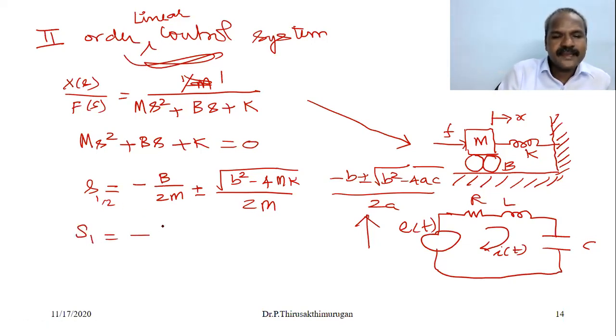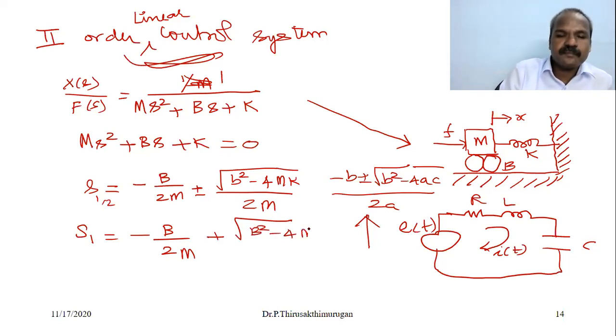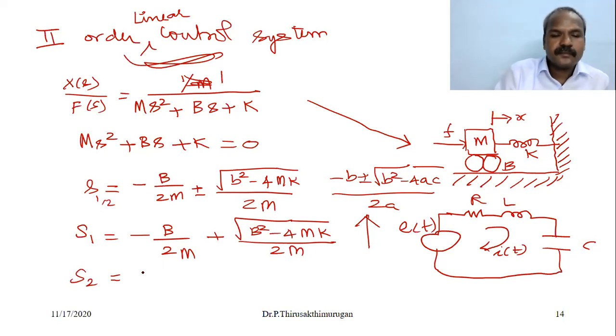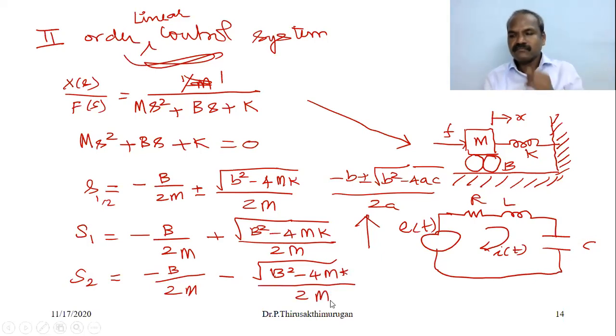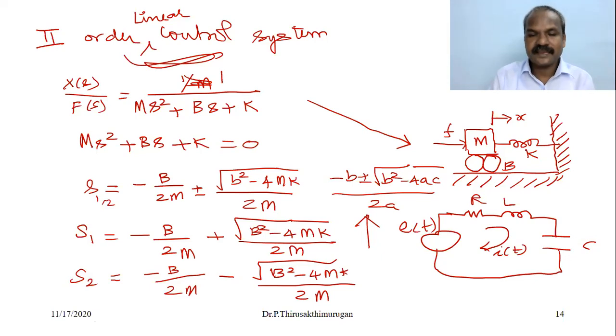One pole is s1 equal to minus b by 2m plus square root of b square minus 4mk by 2m. Another one is s2 equal to minus b by 2m minus square root of b square minus 4mk divided by 2m. Okay, so we obtained the two roots. From the two roots, we can classify the system into different varieties.